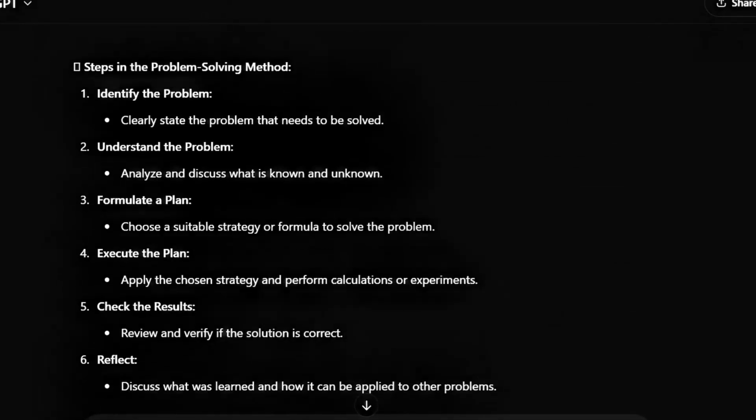Steps in the problem-solving method. 1. Identify the problem. Clearly state the problem that needs to be solved. 2. Understand the problem. Analyze and discuss what is known and unknown. 3. Formulate a plan. Choose a suitable strategy or formula to solve the problem. 4. Execute the plan. Apply the chosen strategy and perform calculations or experiments. 5. Check the results. Review and verify if the solution is correct. 6. Reflect. Discuss what was learned and how it can be applied to other problems.